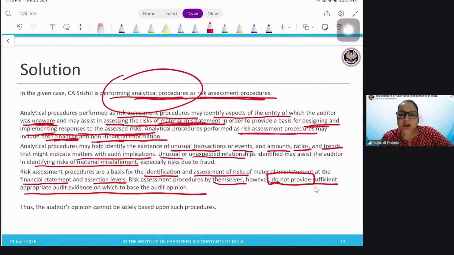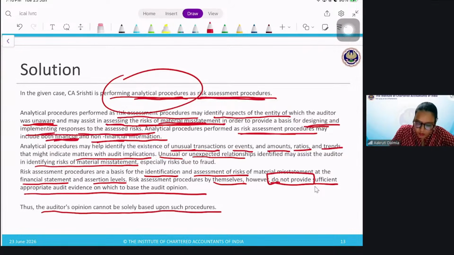Substantive procedure. Very good. Hence, the auditor's opinion cannot be solely based upon such procedure. Clear, everyone? A little bit of drafting, isn't it? Now, do you all agree? This is a type 3 question. Now, does everyone agree? A little bit of drafting, a little bit of writing skill. All right. Next.